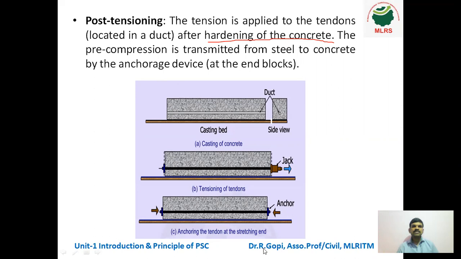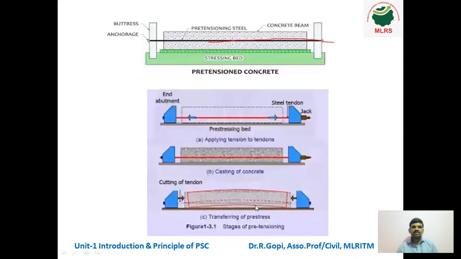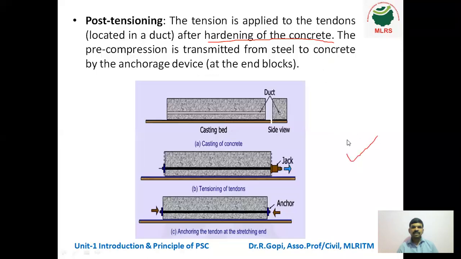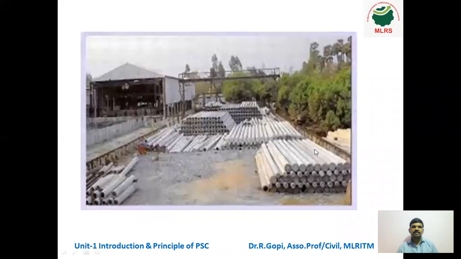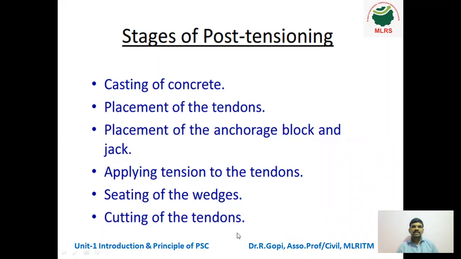The pre-compression is transmitted from steel to concrete by anchorage devices at the end blocks. These two diagrams, this diagram and the next diagram, are very, very important diagrams. This is the definite question for your university exam. This picture shows pre-tension. Next step, stages of post-tensioning.